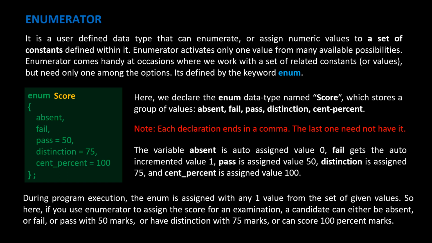During program execution, the enum is assigned with any one value from the set of given values. So here, if you use Enumerator to assign the score for an examination, a candidate can either be absent, or can fail, or pass with 50 marks, or have distinction with 75 marks, or can score 100% marks.